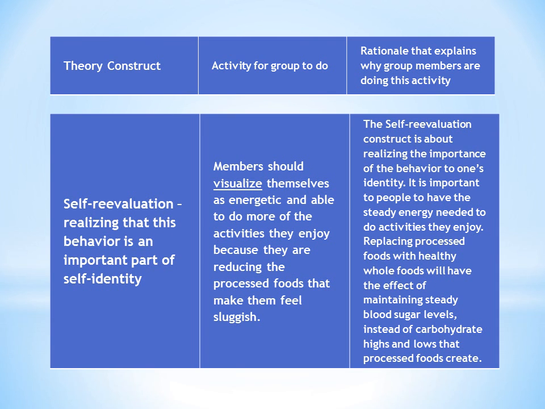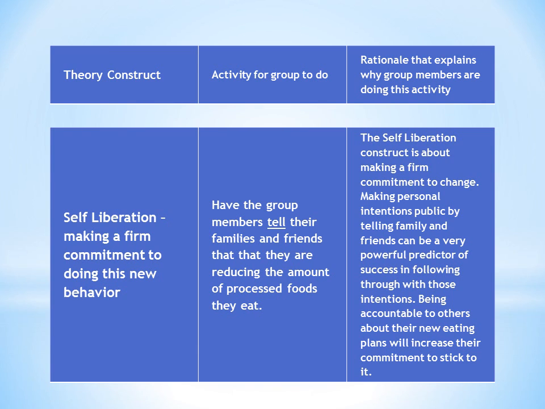The self-reevaluation is concerned with the person seeing this behavior as part of their identity. So the activity here might help the group members to own it, help them see this as part of who they are. The self-liberation involves making a firm commitment to following through with this change. The suggested action here is a powerful way to hold the group accountable to this change.